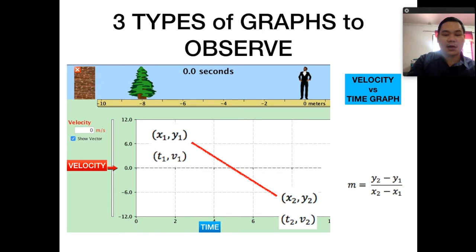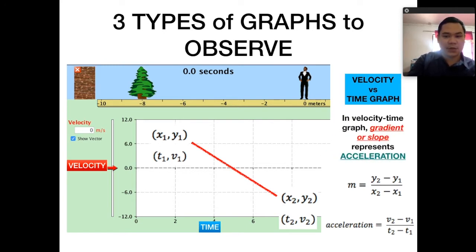Representing our slope formula, we could have acceleration. So remember that v sub 2, or the velocity divided by time, will always represent an acceleration. So, in a velocity-time graph, the gradient or slope represents the acceleration. So we have to take note of it.